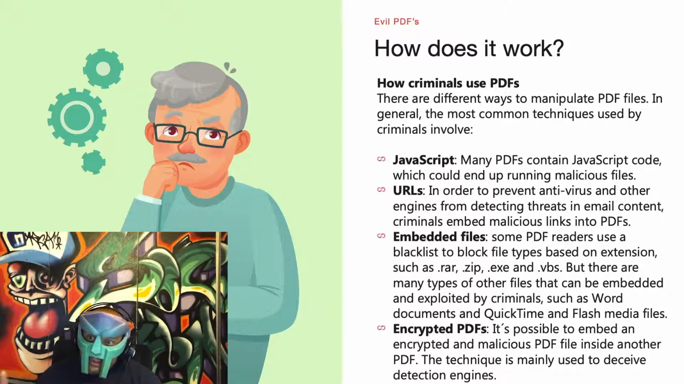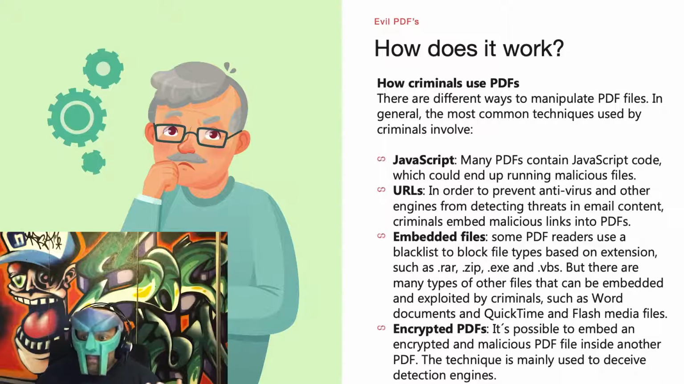Another method is URLs. In order to prevent antivirus and any other engines from detecting the threats in the email content or the PDF itself, the criminals embed malicious URLs or links into PDFs. Now, there are different methods to have it. You could either click on, if they put a link there and you click on it, it brings you to a malicious site, or if they use what are called actions and triggers, so that as soon as you open the document, it triggers an automatic action to open a URL in a browser.